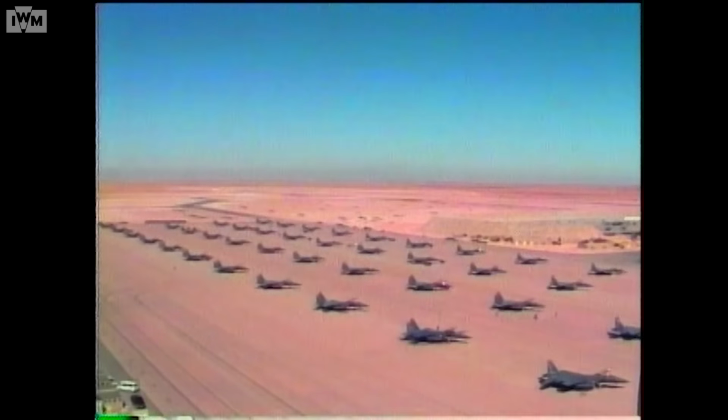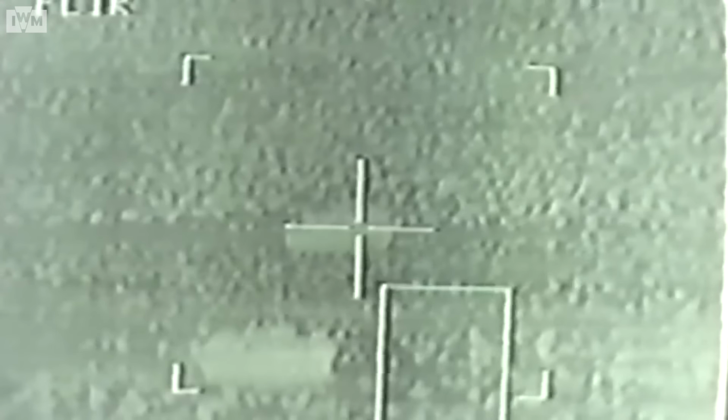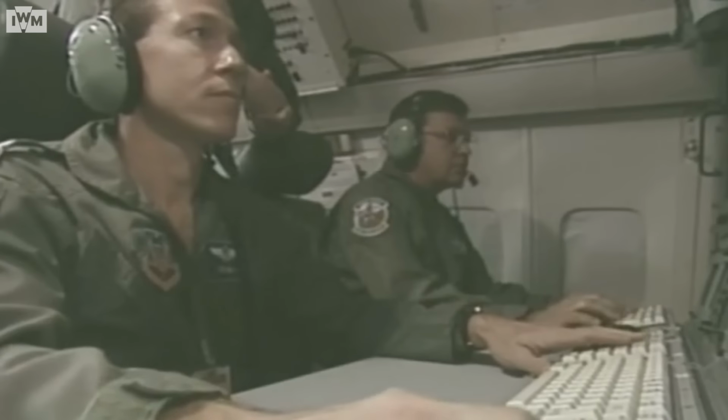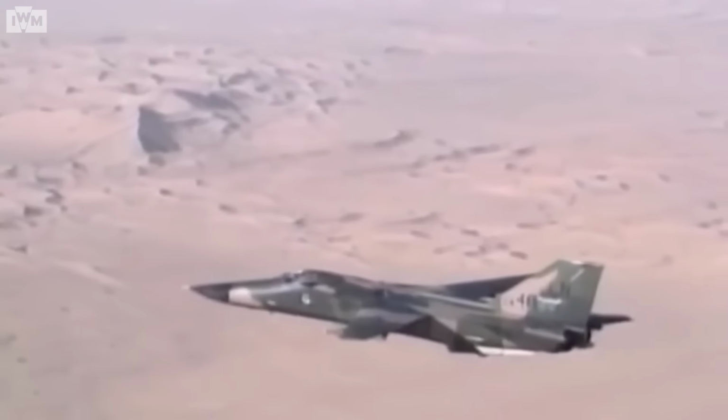The coalition had a huge number of attack aircraft, but it was their technological advantage that was even more striking. Their aerial refuelling, airborne and satellite reconnaissance, electronic warfare, command and control, stealth technology and precision-guided munitions, primarily provided by the United States, were unparalleled the world over.